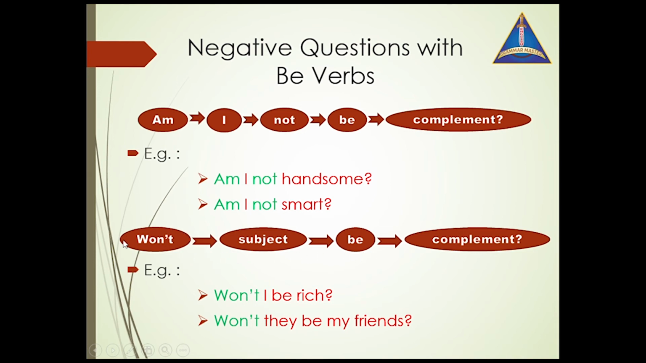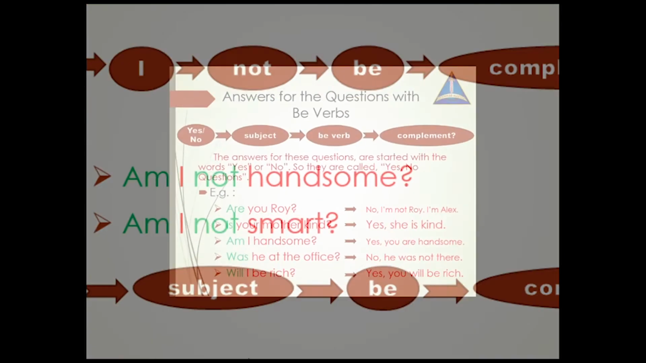Won't be is also used in a different way in negative questions. As you can see here, won't should be used at first, then the subject, after that the verb be, finally the complement. Examples: Won't I be rich? Won't they be my friends?